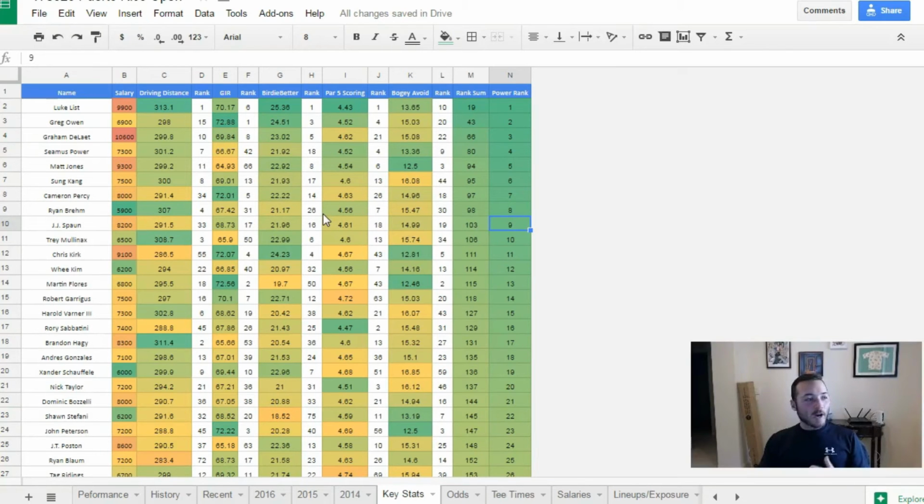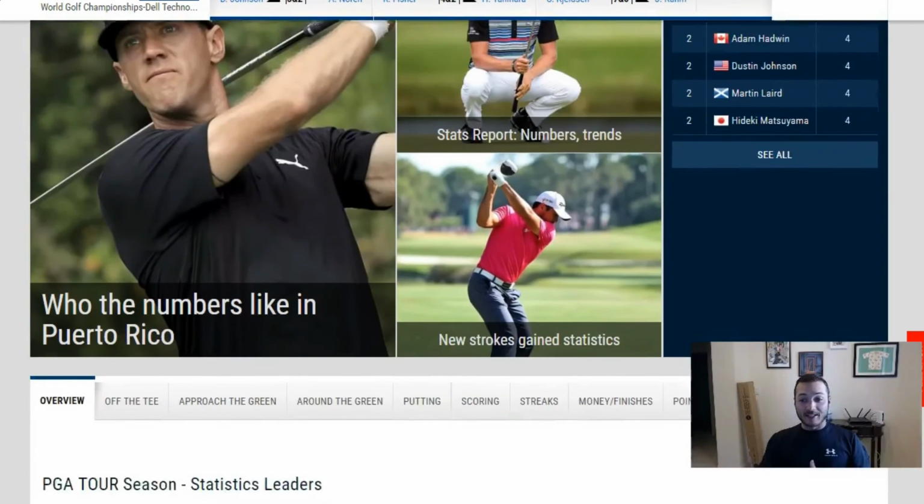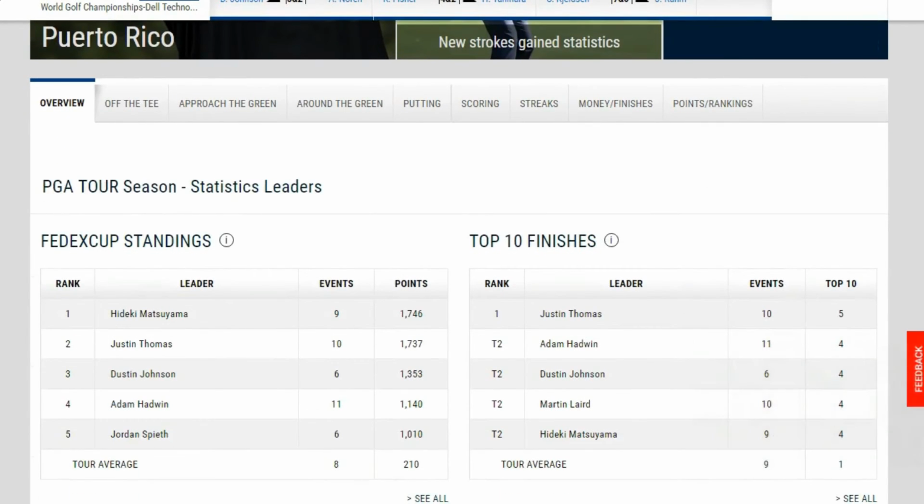And then finally, where do I go when I've decided on the stats that I want? This is pretty easy. I just go to PGATour.com, and if you've never been on their stats site, it's fairly overwhelming. They've got a lot of cool stuff in here. So if you get past the boring FedEx Cup and top 10 finishes, we can just go through a couple of these.